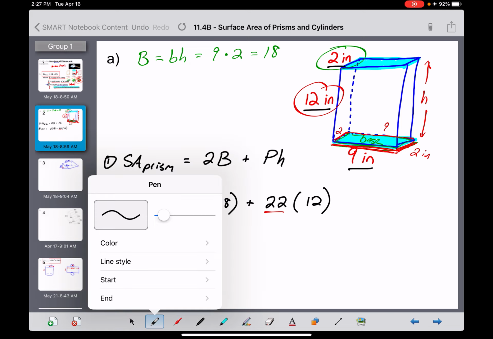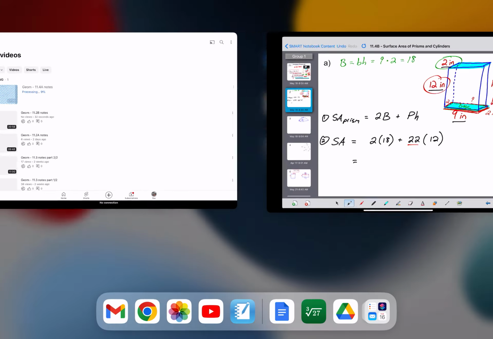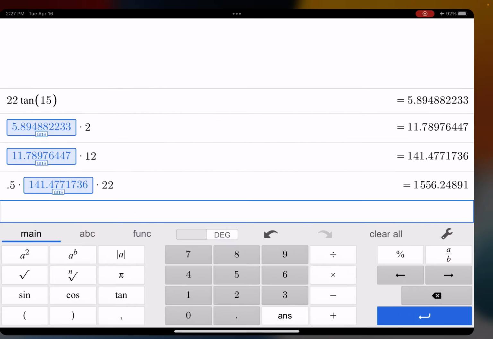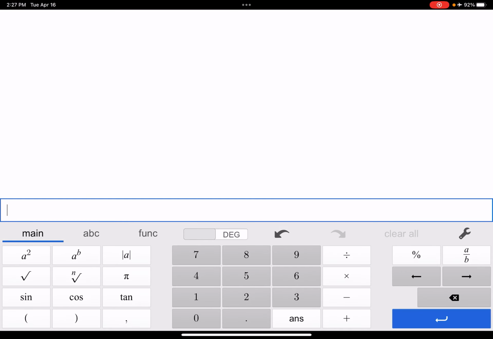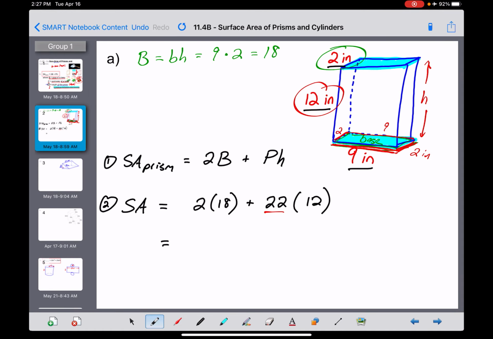Now, at this point, you guys would probably go to your calculator and just type in all of this at once. Let me see here. I should have a calculator up and running here somewhere. There we go. Let me clear all this junk out. So we had 2 times, the area of our base was 18, and then we're going to hit plus. The perimeter of our base was 22. And the height of our entire prism was 12. So that should get us our answer here of 256.